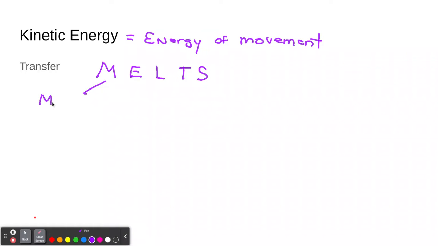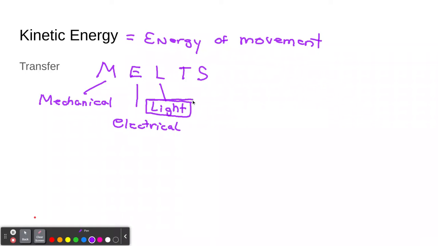So we have M for mechanical. When you ride your bike, that's mechanical energy. E for electrical. When you plug in your toaster. What do you think L is? L is for light. And there's many types of light. Believe it or not, your radio is bringing out light waves. Radio is a form of light.